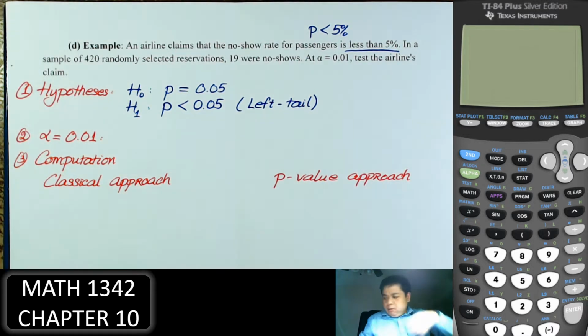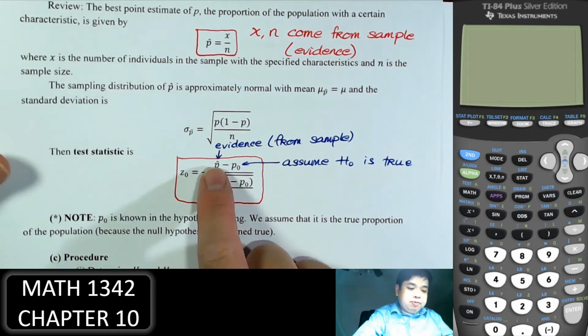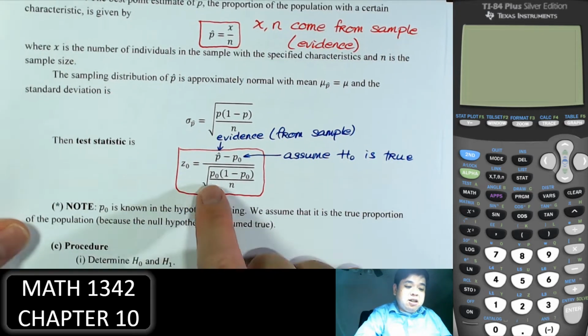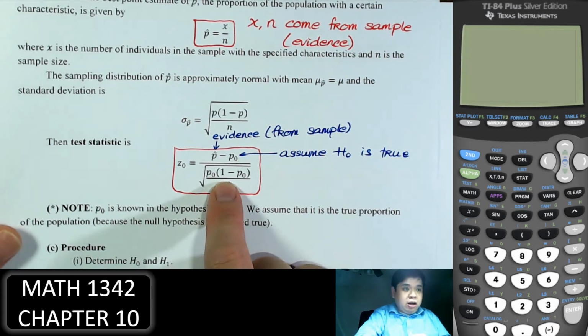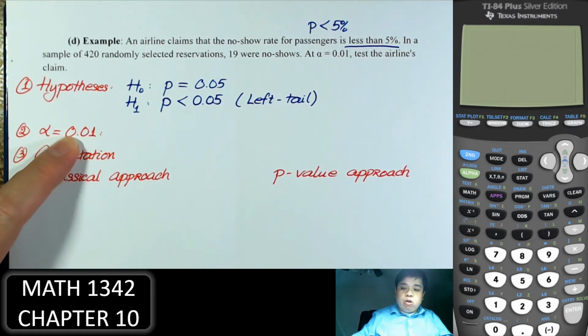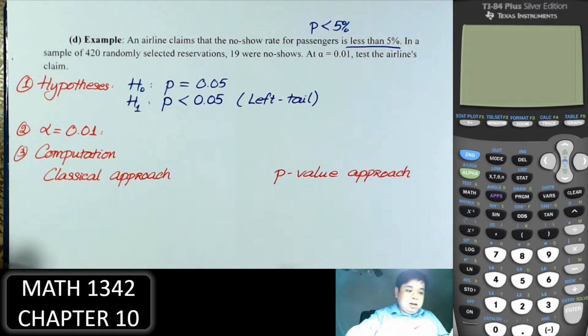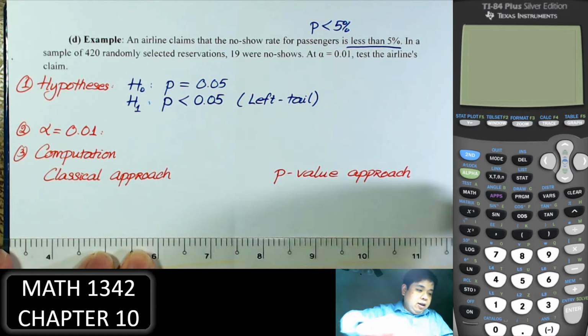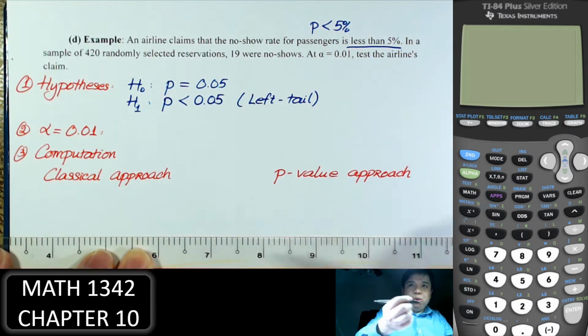Right. Now, for the p-values approach, let's see the setup. The test statistic is this. Okay, keep that in mind. But first, classical approach, we have alpha 0.01. From there, we can determine the z alpha, or the critical values.